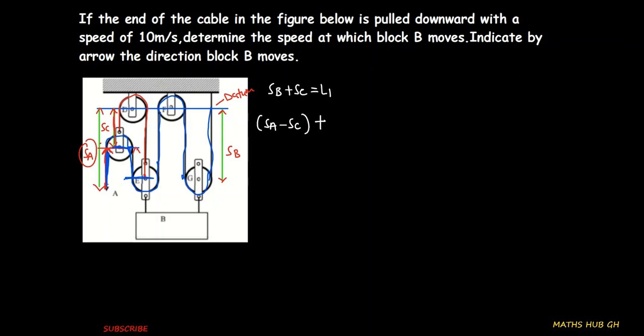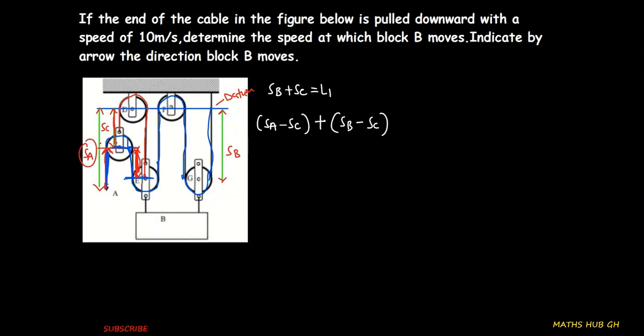So we need this length here. To get that length, you have to subtract SC from SB. So you are going to have plus SB minus SC. When you subtract SC from SB, you're going to get this short length that we have here, and there's only one of that, so that's all.